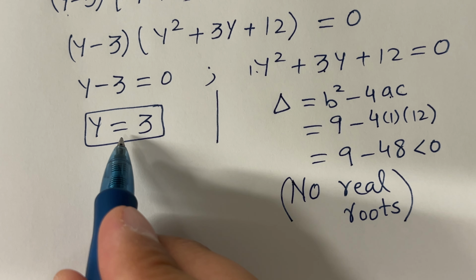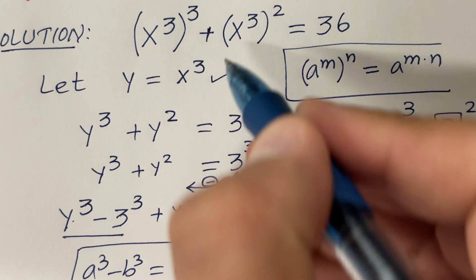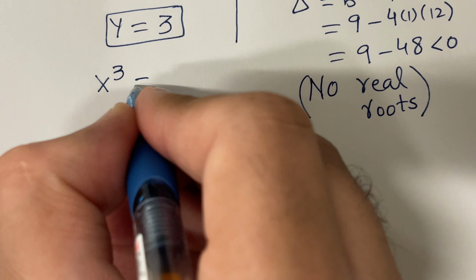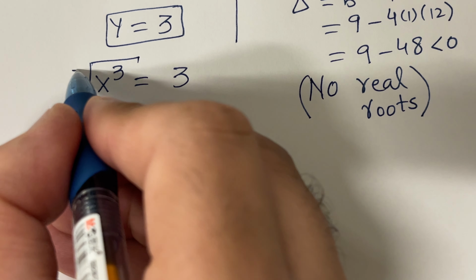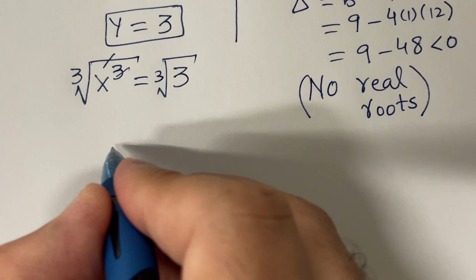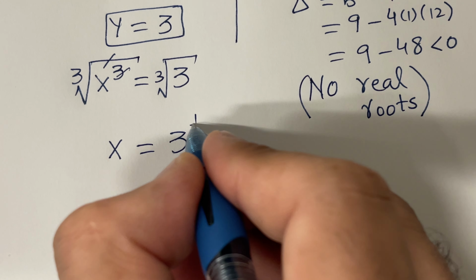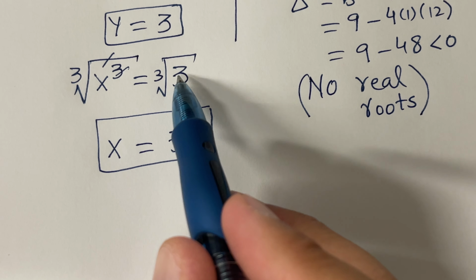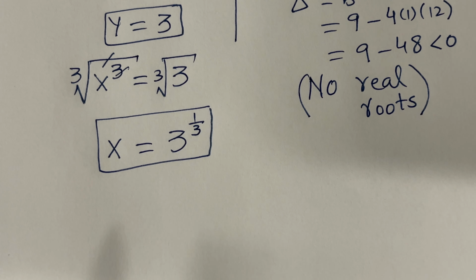Okay, so y equal to 3 is the only solution here, but remember y was equal to x raised to the power 3. So x raised to the power 3 is equal to 3, but we want to find the value of x. So let's take the cube root on both sides. Then we have x equal to the cube root of 3, which can also be written as 3 raised to the power 1 over 3. This is the only real solution. We will have 3 solutions from this equation, but the other 2 will be complex ones.